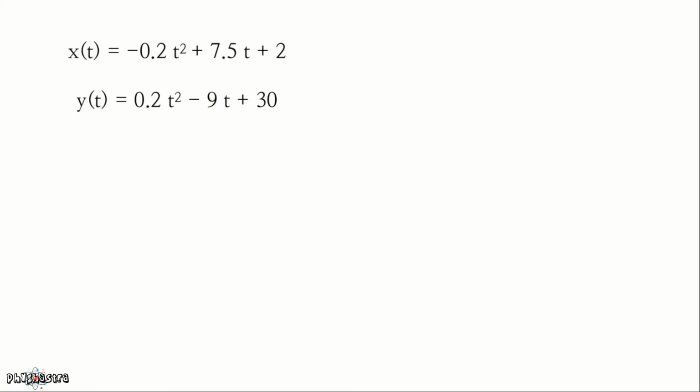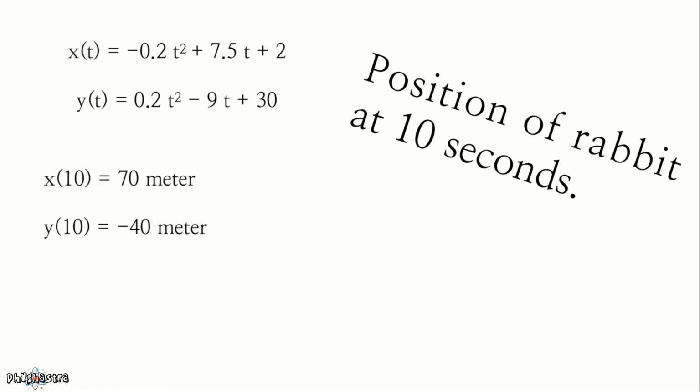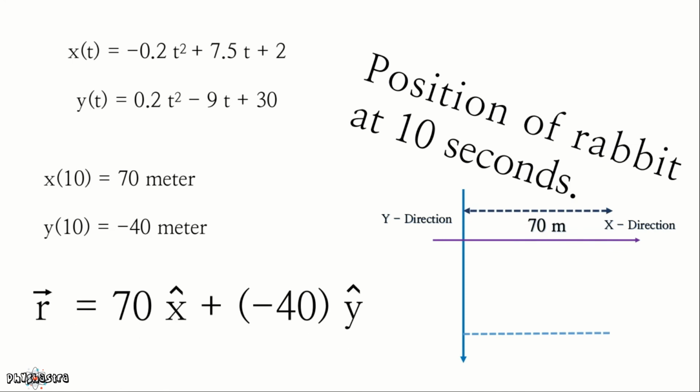First of all, let us find the x and y positions at 10 seconds. That way we can tell where the rabbit was in x and y direction. Therefore, we substitute the value of t as 10 seconds in x equation and we will get 70 in x direction. Again, we substitute 10 seconds in y equation and we get negative 40. Now we represent this into a vector notation of position, and this is how we can visualize it diagrammatically. 70 meters in x direction and negative 40 in y direction.